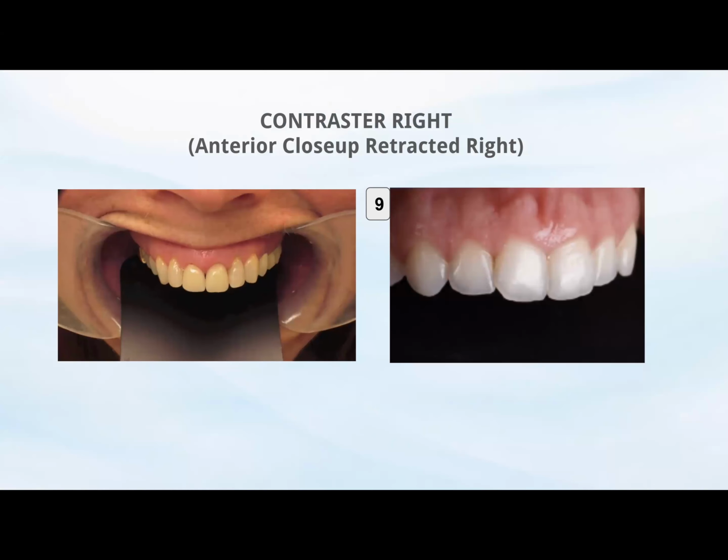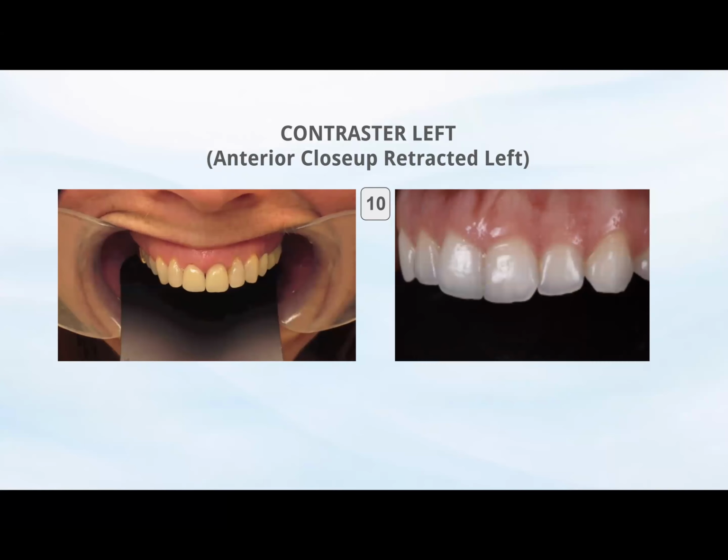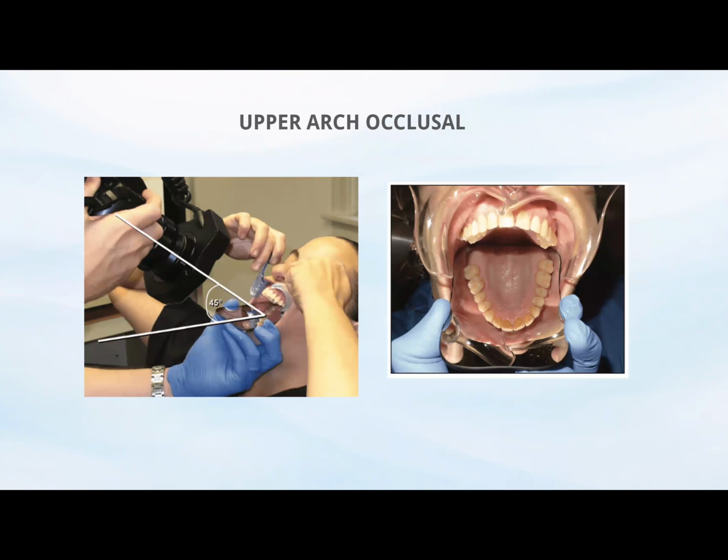The next one is going to be a side view. We're still going to be using the same contraster, but we're going to be doing a close-up of the right side and a close-up of the left side. And that's so that we can capture the lateral teeth, the canine, have like a more straight-up view of those teeth. And the last ones that are going to be a little tricky are the occlusal view of the upper and the lower arch. These pictures are a little bit more technique sensitive.